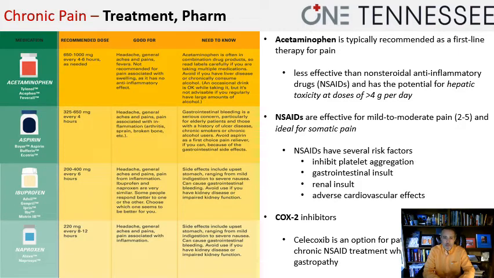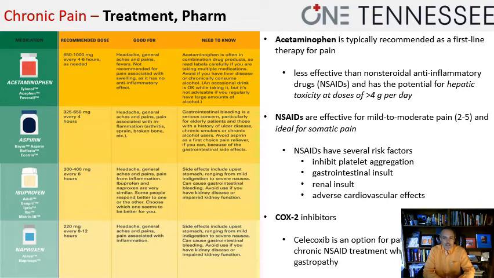NSAIDs are effective for mild to moderate pain, a pain score of 2 to 5, and really ideal for that musculoskeletal type pain. They have several risk factors depending primarily on age, but they also inhibit platelet aggregation. They can cause gastrointestinal insult, not directly, but by weakening those mucosal linings in the stomach. They don't cause you to bleed, they just make it easier to bleed in those areas. Also renal insult, depending on how your kidneys are functioning, and adverse cardiovascular effects, and these are more linked to the COX-2 inhibitors than NSAIDs alone.